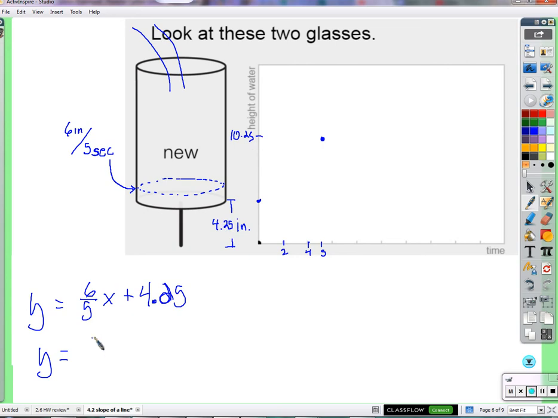If we plug 5 seconds into the equation we just wrote, then what's 6/5 times 5 over 1? 30 over 5. What's 30 divided by 5? 6, right? 6 times 1 is 6, plus 4.25. That's 10.25.